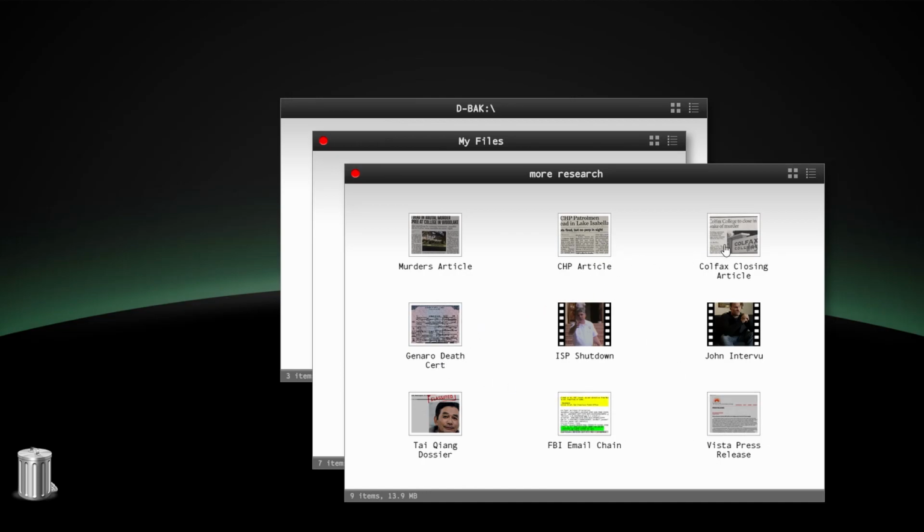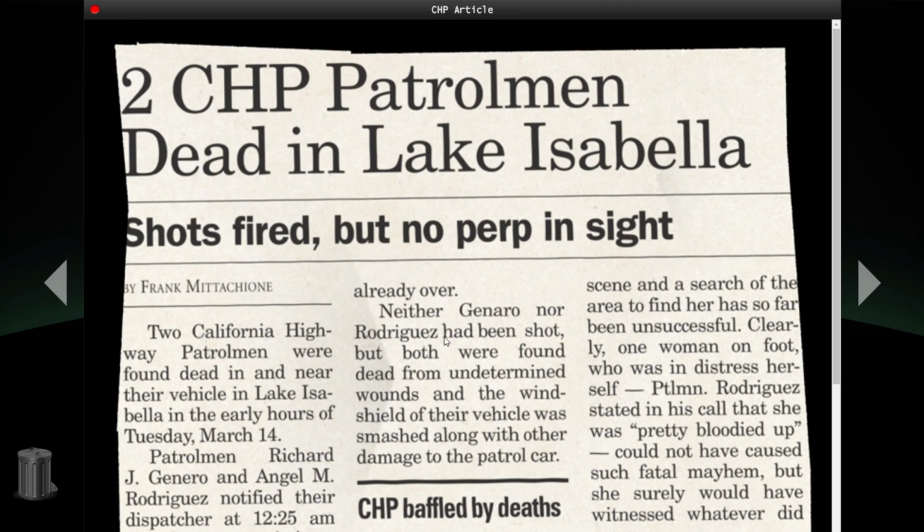Let's just finish this article, and then there's like... It didn't seem like the other 2 were that much reading. 2 CHP patrolmen dead in Lake Isabella. What is that?